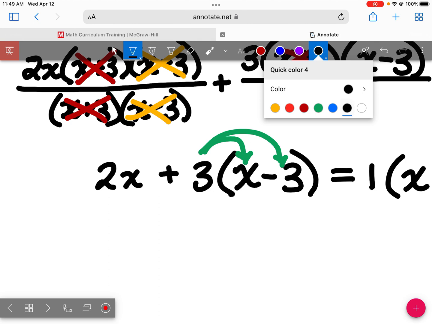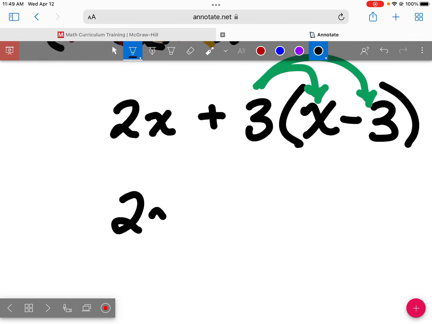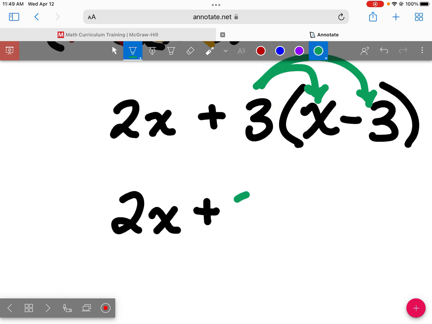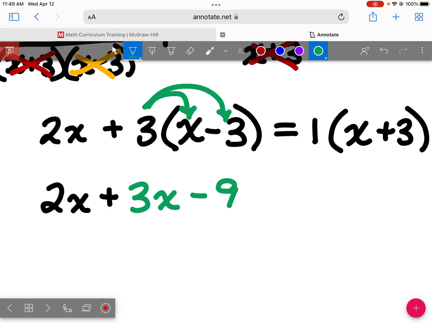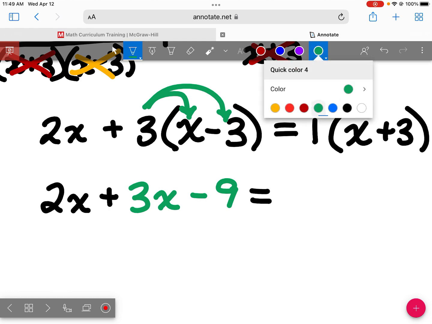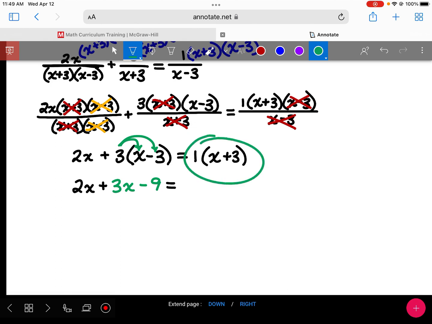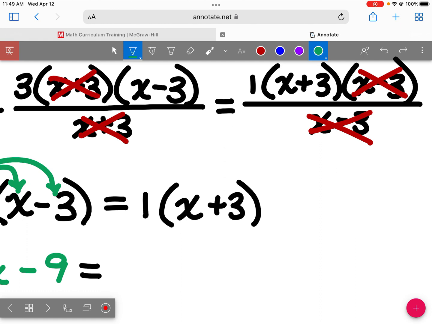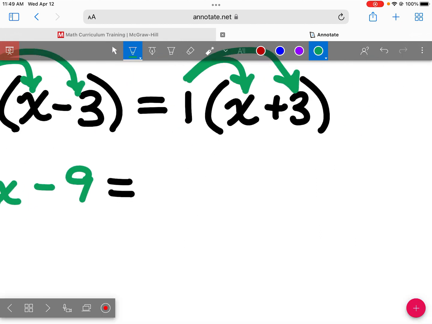So I'm bringing my 2x just straight down, plus, what do I get when I distribute that 3? 3x and, yep, minus 9 equals, do I have anything to distribute back here? We have to distribute that 1. Is anything going to change when I distribute the 1? Yeah, x plus 3. Or you could write 1x plus 3. That's fine.